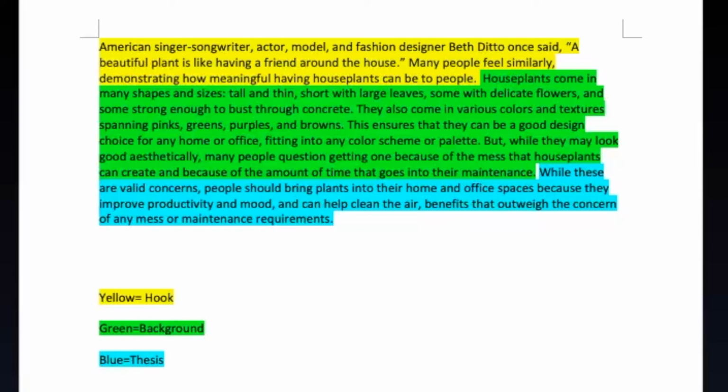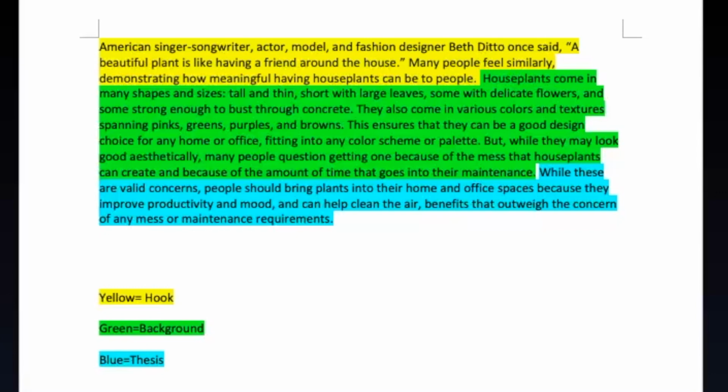Houseplants come in many shapes and sizes: tall and thin, short with large leaves, some with delicate flowers, and some strong enough to bust through concrete. They also come in various colors and textures, spanning pinks, greens, purples, and browns. This ensures that they can be a good design choice for any home or office, fitting into any color scheme or palette. But while they may look good aesthetically, many people question getting one because of the mess that houseplants can create and because of the amount of time that goes into their maintenance.